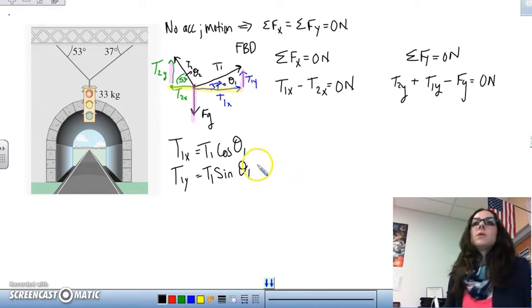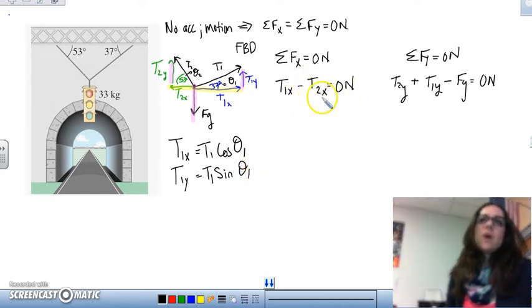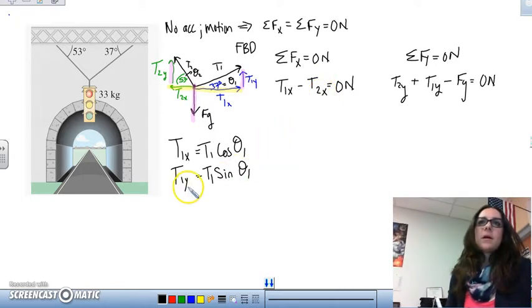Okay. And then similar method right here. And these are both positive because they're going right and up. This one's going negative and up, so these will look like the x's, I'm sorry, the 2's. I'm just going to write them over here.